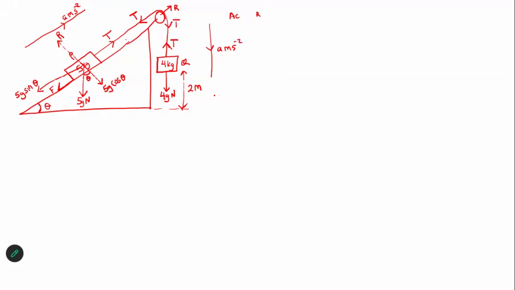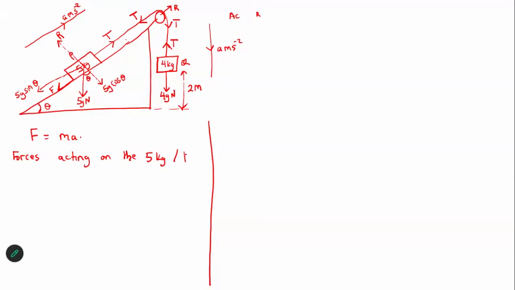Now, after getting the diagram, the next thing you're going to do is to go on and now ask yourself. Now, you know that from Newton's laws of motion, force is equal to ma. So you start working on force by force. Then I'm going to say forces acting on the 5 kilogram body, or you can say acting on P.